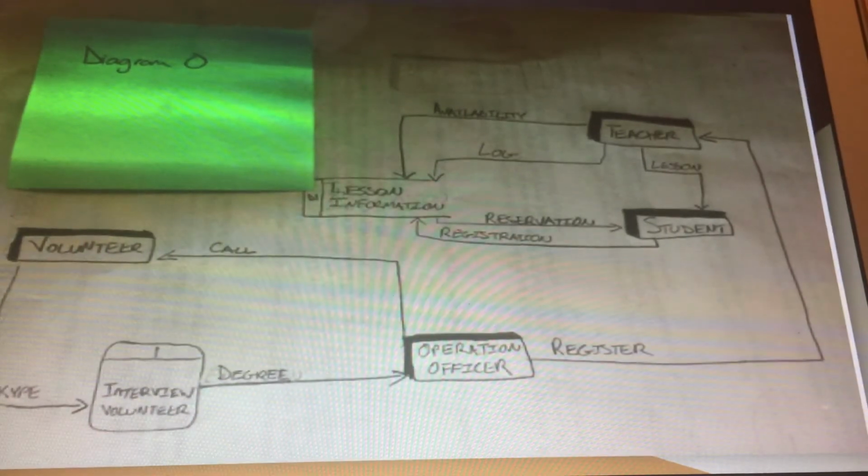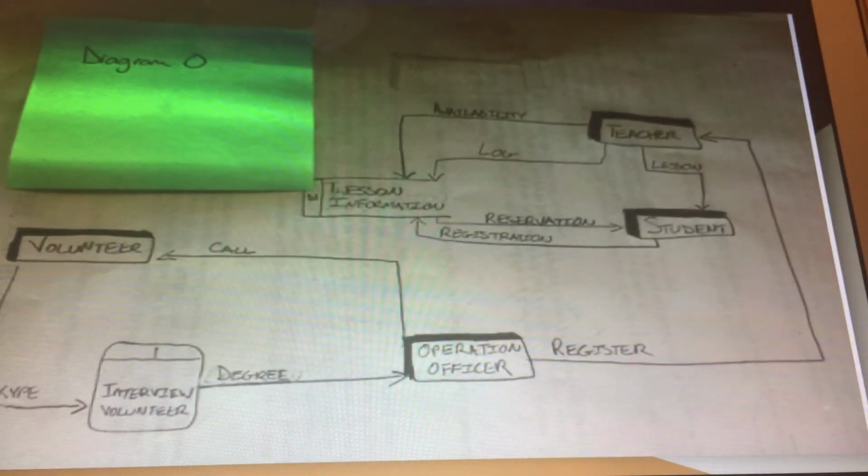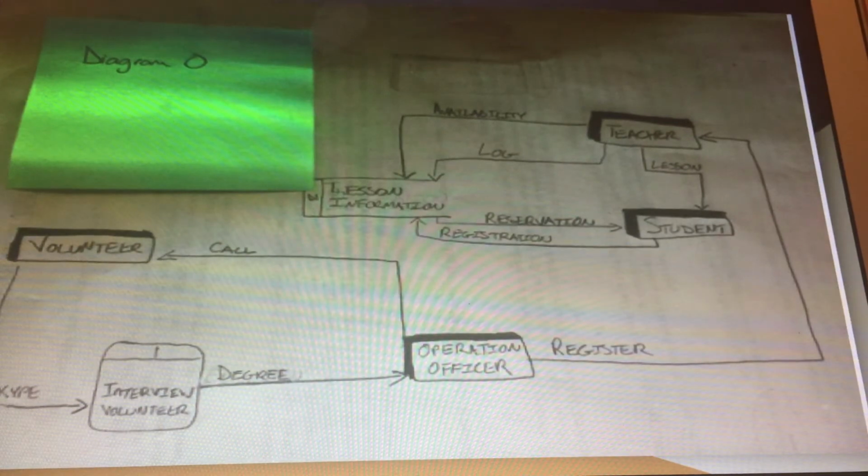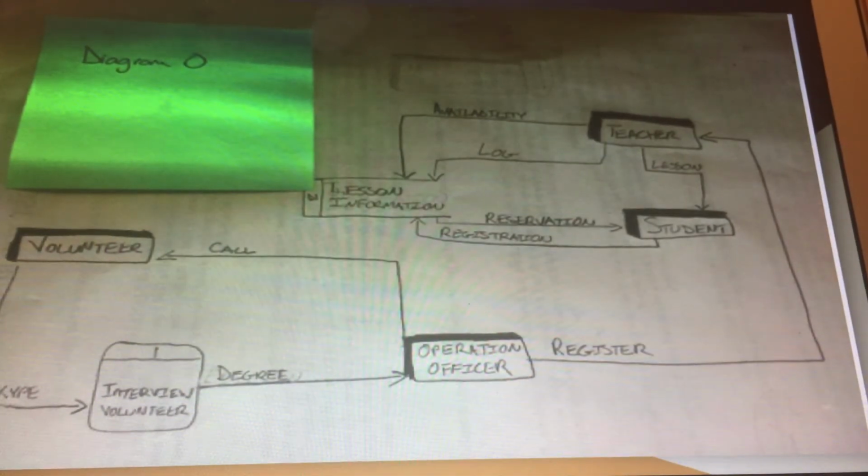Here in diagram 0, you can see it's kind of an exploded view of the context diagram. You can see a data store in the center where the teacher and the student can access and put in data as needed. There's also a process symbol and entity symbol with data flow lines.